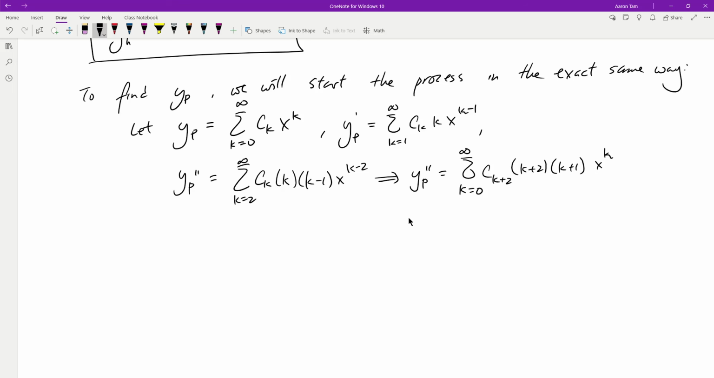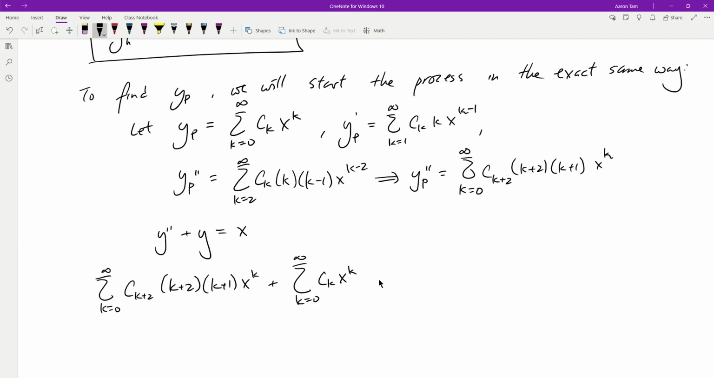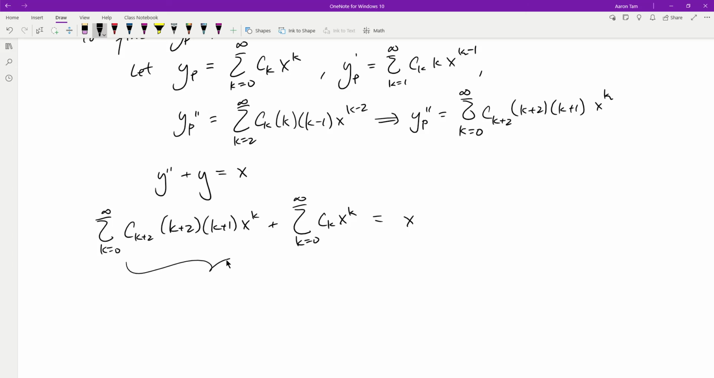Now I'm going to form my differential equation. My differential equation is y double prime plus y equal to x. So that implies the summation k from 0 to infinity of c sub k plus 2 times k plus 2 times k plus 1 x to the k, plus the summation k from 0 to infinity of c sub k x to the k, is equal to x. Now that is crucial because of the following. What we're going to do is combine these two summations together to form one summation.